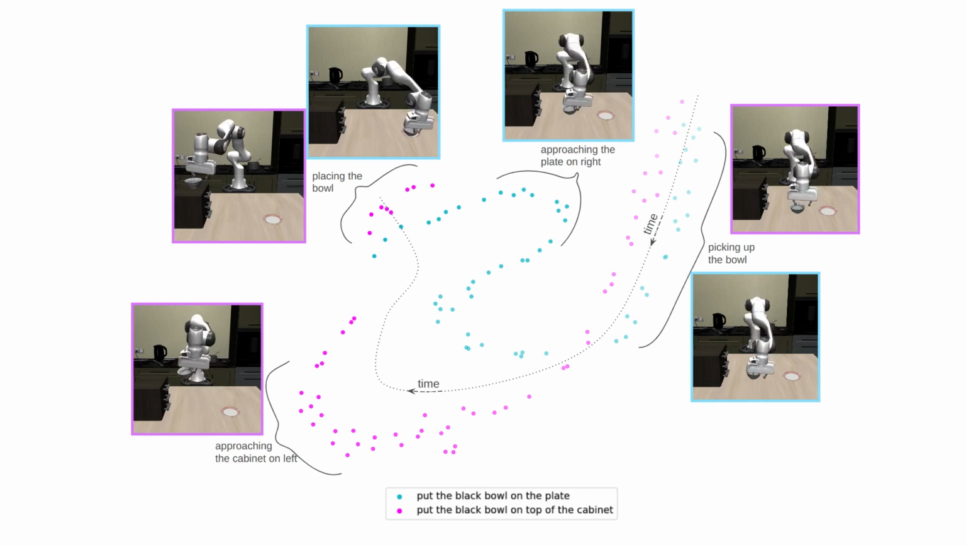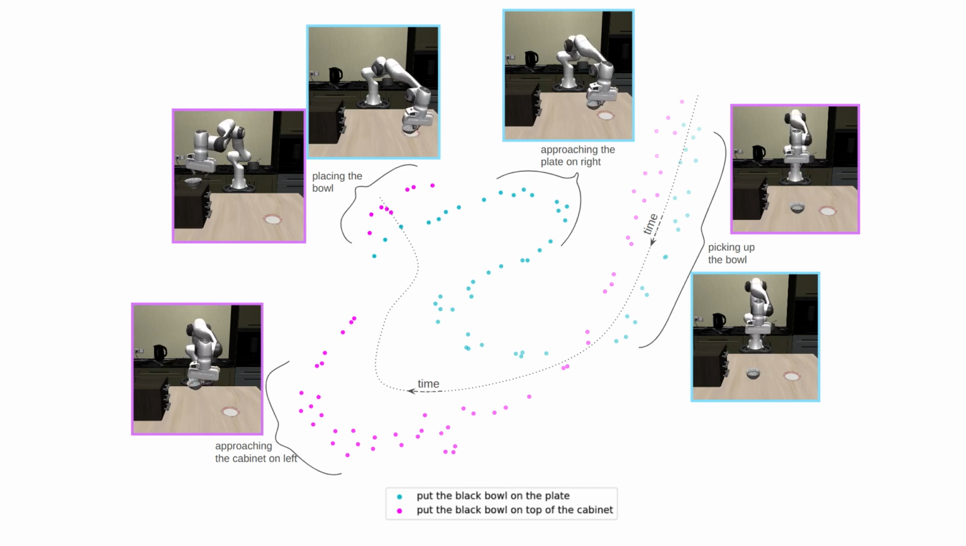These new visualizations of skill token embeddings show how similar motion primitives like approaching, picking, and placing from different tasks align with one another. This validates that the QueST encoder learns a semantically meaningful skill space without using any task labels.